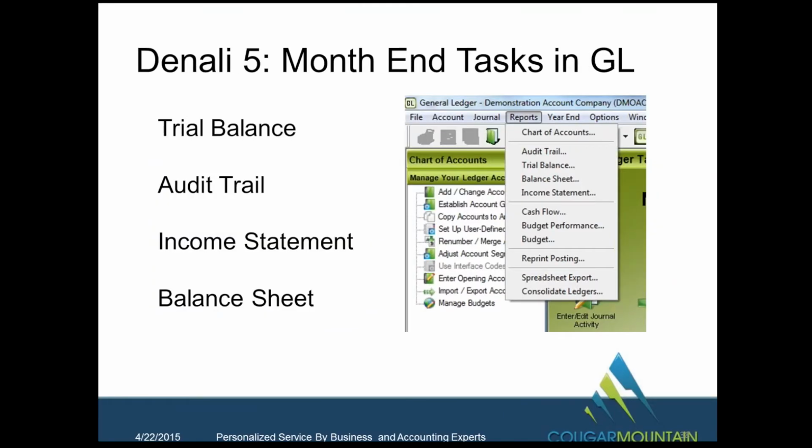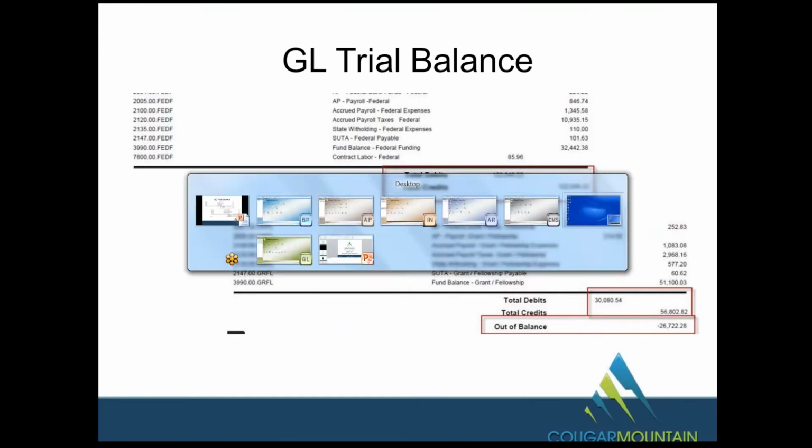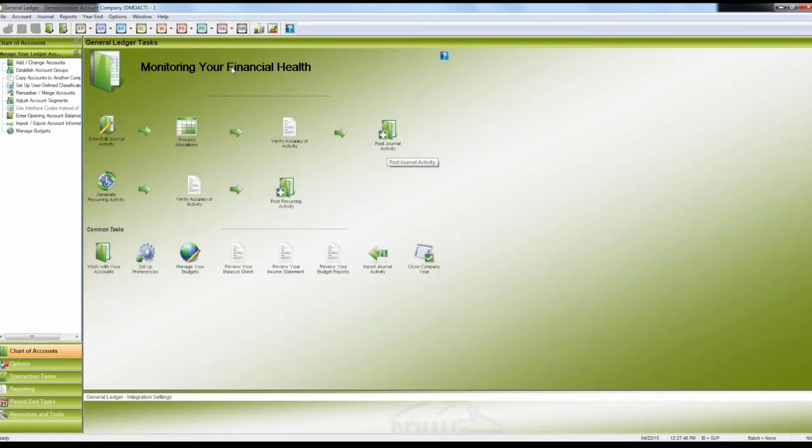All right, so that takes care of BankRec, and that takes care of all of our core modules except for the main module, of course, which is general ledger. In the general ledger, to make sure that general ledger balances, the first thing we want to do is run our trial balance. The trial balance report in general ledger is going to show us if we have any out of balance issues.